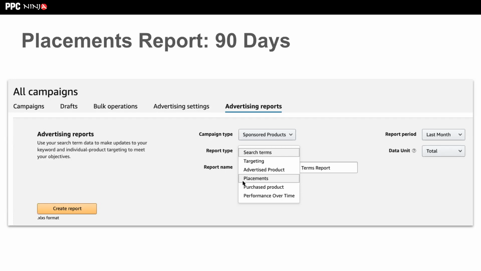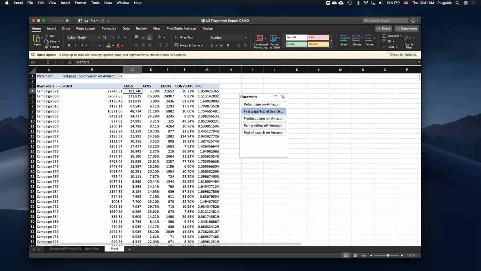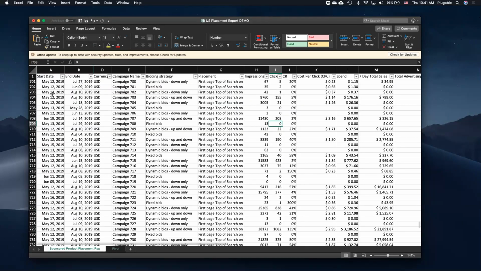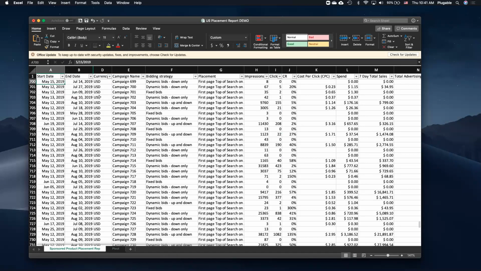So the placement report, if you can download this for the max period, which is 90 days, you will get something like this. And I'm just going to show you what it looks like in just a minute. So, it has tons and tons of data, but here are the main components of it. You have all the campaigns, right? I've just changed the names into campaign numbers so that I can camouflage the data. But you see your bidding strategy, right?